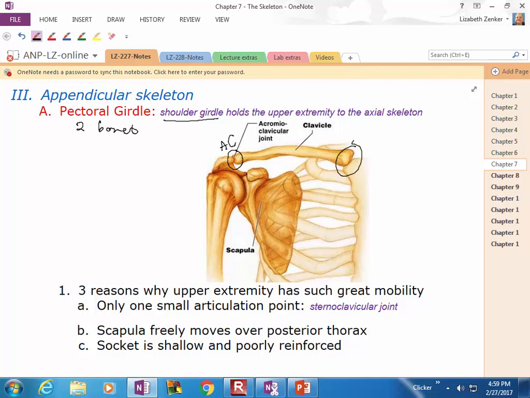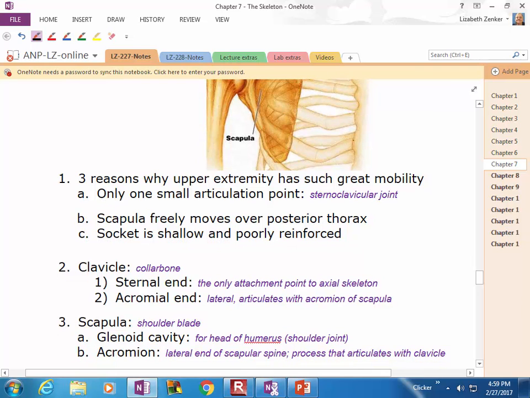So there are 3 reasons why the upper extremity has such great mobility. One is only one small articulation point, the sternoclavicular joint, right? And then the scapula freely moves over the posterior thorax. So you could take your hand and touch your scapula as you're moving it around, and it just glides over the ribs and the musculature back there. Okay, and then the socket is shallow and poorly reinforced. So of the 3 fossas on the scapula, you have the supraspinous fossa, infraspinous fossa, and subscapular fossa. Which one of those 3 is anterior?